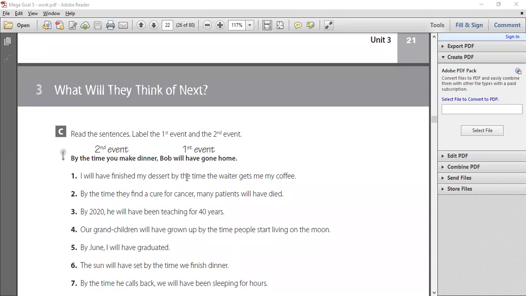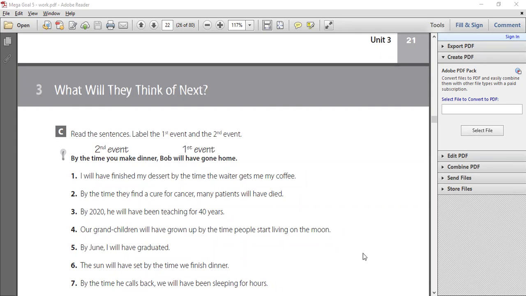Just try to imagine the situation. I will have finished my dessert by the time the waiter gets me my coffee. Now I'm sitting at my table. The waiter did not come yet. But when he comes, I will be done with my dessert. I will finish my dessert.